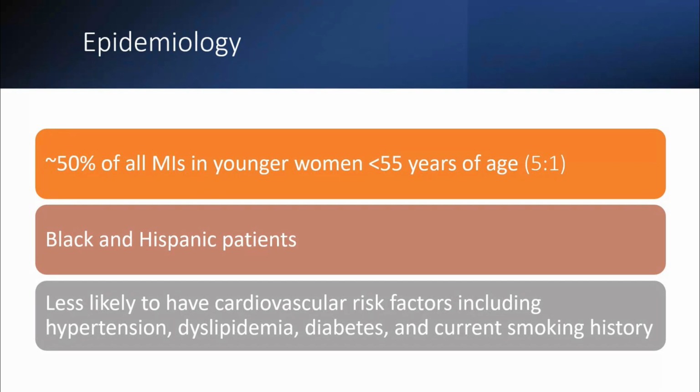MINOCA disproportionately affects females and may account for up to 50% of all MIs in younger women less than 55 years of age. The proportion between women and men is 5 to 1. It mostly affects patients who are Black or Hispanic, and these patients are less likely to have cardiovascular risk factors including hypertension, dyslipidemia, diabetes, and current smoking history.